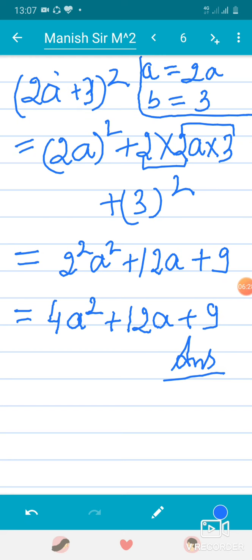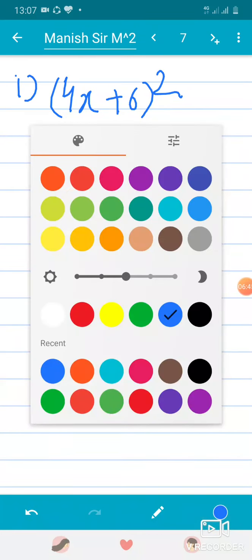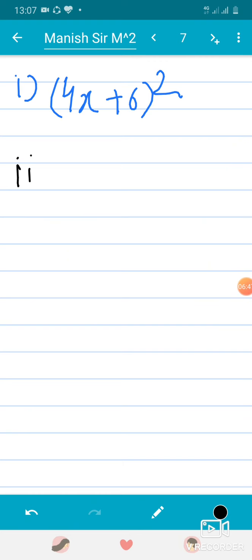This is how, by using the identity, we could solve 2a plus 3 whole square, and this is your homework: solve 4x plus 6 whole square. Another is 3m plus 2n whole square.